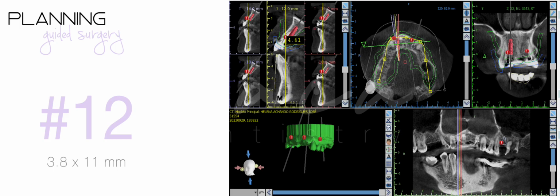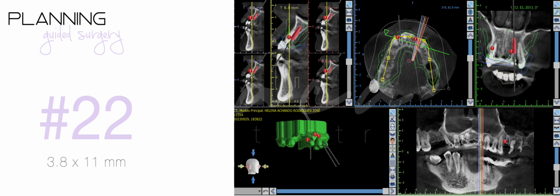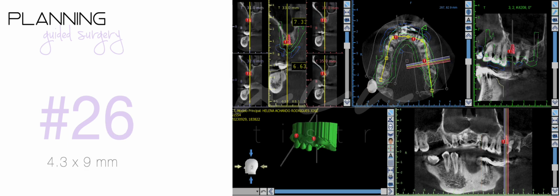For the anterior region, we plan implants on the 12 and 22. Both implants were 3.8 by 11 millimeters, and here you can see the planned position for the implant on the 12. And then for the implant on the 22, again, as I told you before, a 3.8 by 11 millimeters implant. So this is the plan for the tooth 26. Also a guided implant was planned, and in this case we planned a 4.3 by 9 millimeters.